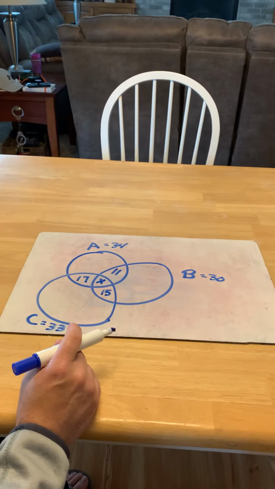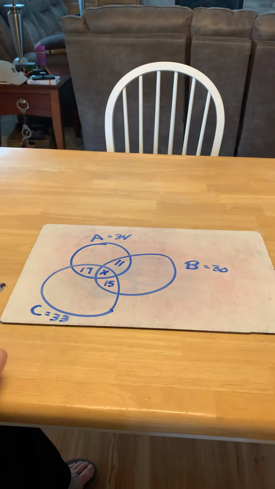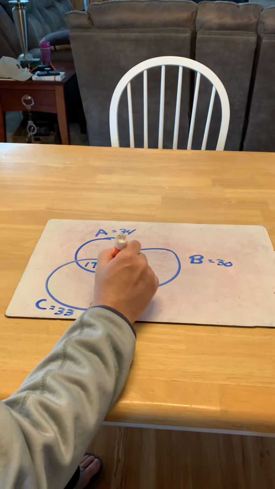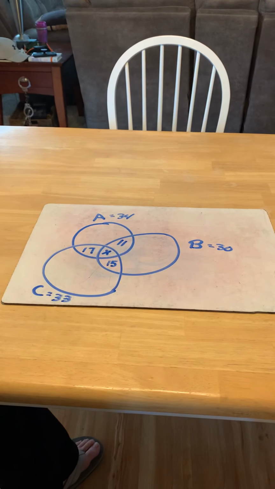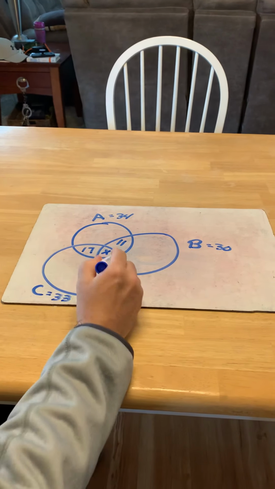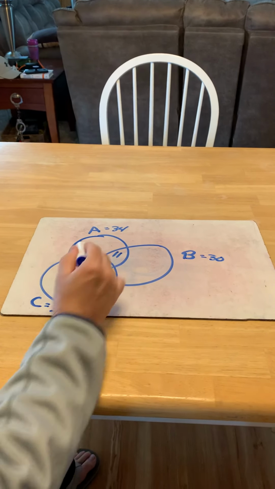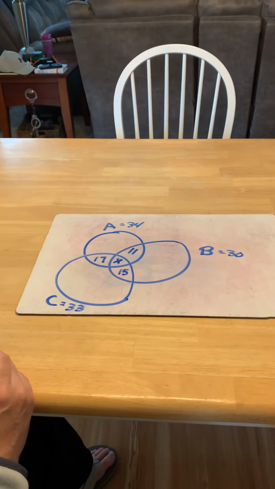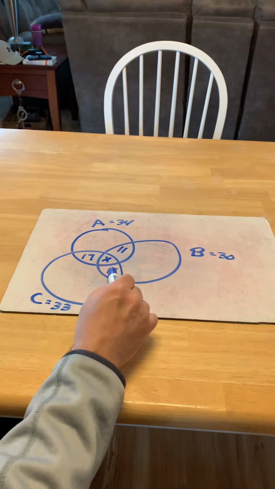So it says that 19 liked exactly 2 fruits. So what that tells us is that these areas right here, this marker doesn't work. That's no good. Okay, this 15, this 11, and this 17. Some of those like all 3 because there's only 19 that can be made up of these 3 spots.